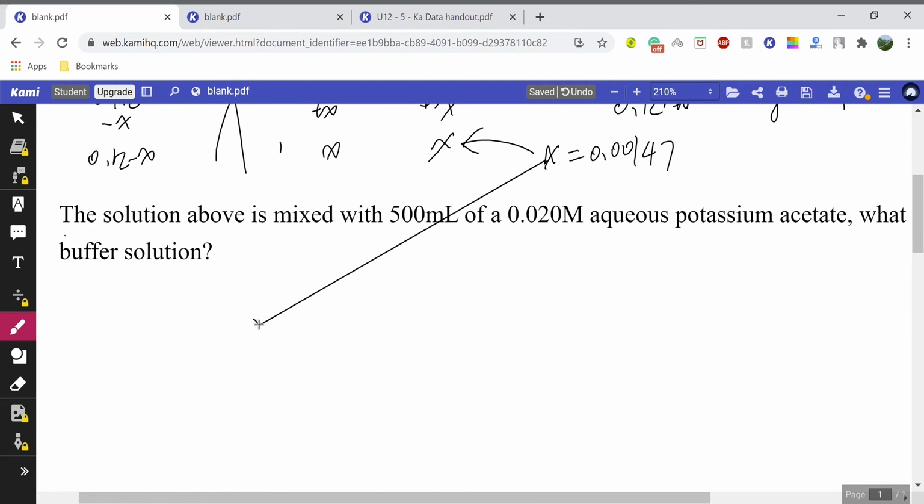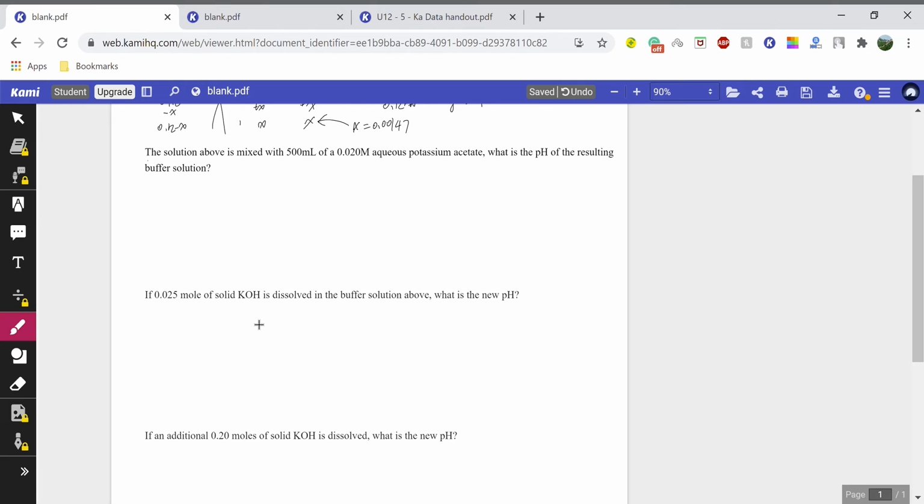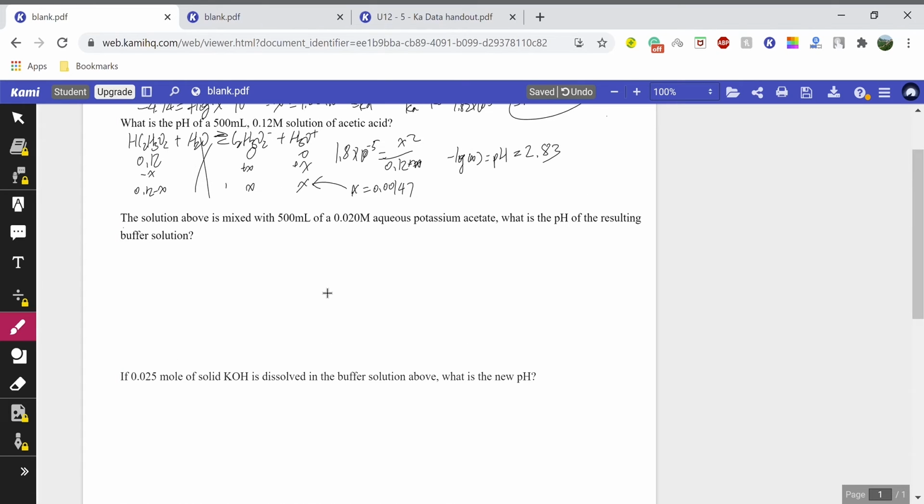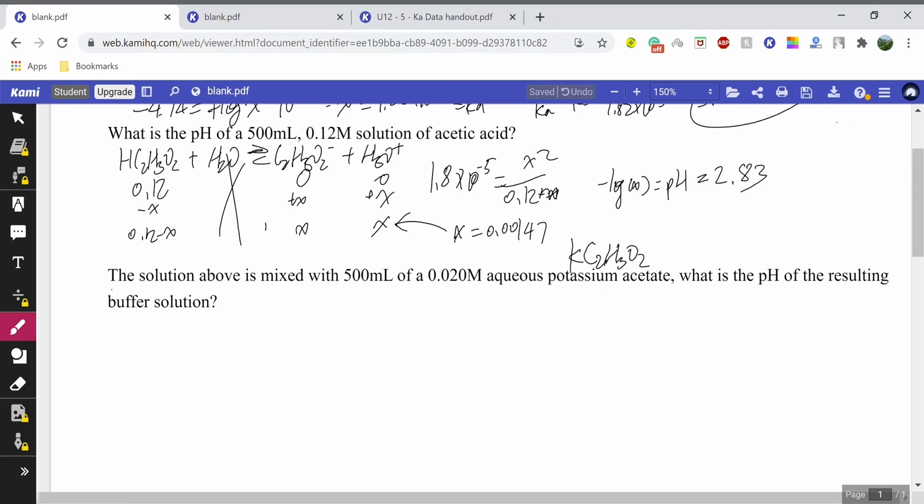Alright, the next one, the solution involved is mixed with 500 milliliters of a 0.02 molar aqueous potassium acetate, which is K C2H3O2, potassium acetate. Okay, now what is the pH? So potassium, K, is going to be a spectator ion because KOH is a strong base and K is the weak conjugate acid. So it's weak, we're going to cross it out. Now we're left with C2H3O2 minus.